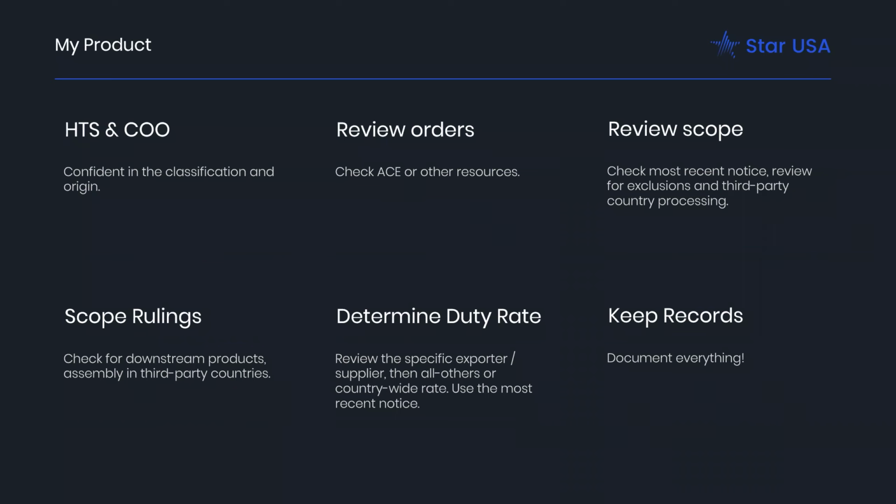Then if you've determined that it does fall into that scope order, you can determine the duty rate. And the way you do that, start with those most recent administrative reviews, and you search for your specific exporter and or supplier. You should know the manufacturer and the exporter both and be 100% sure in who those are. And you review the order for either of those names. And then if they're not there, you use the countrywide or the all others rate. And keep your records. You need to show that you have done your due diligence on this process.